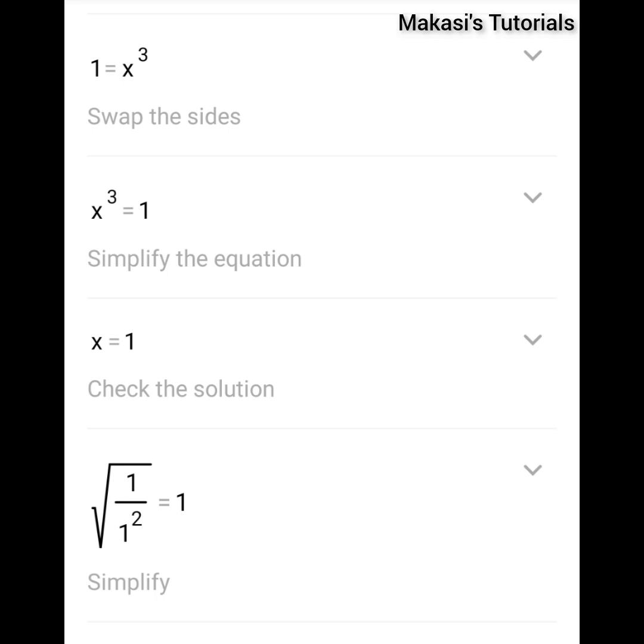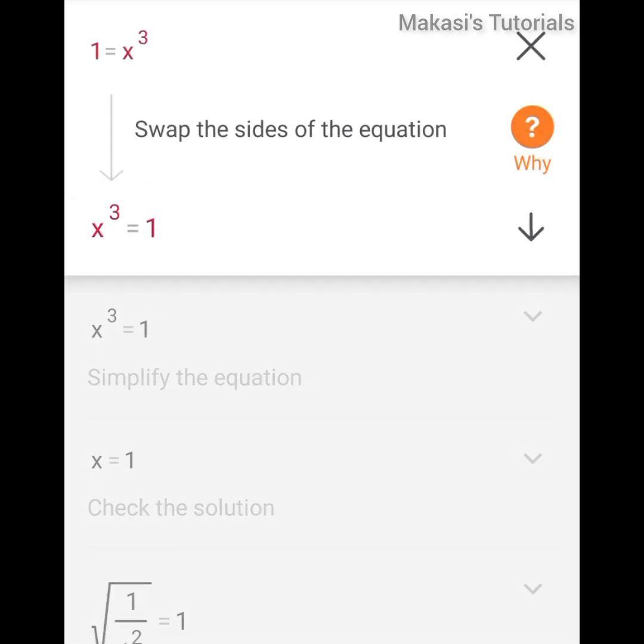Now the point where we have 1 equals x cubed, we have to swap the sides. Or simply you can raise both sides to 1 over 3, or simply swap the sides of the equation. So after we have swapped, we are left with x cubed equals 1.